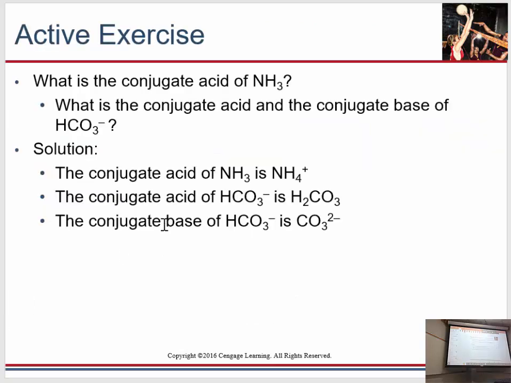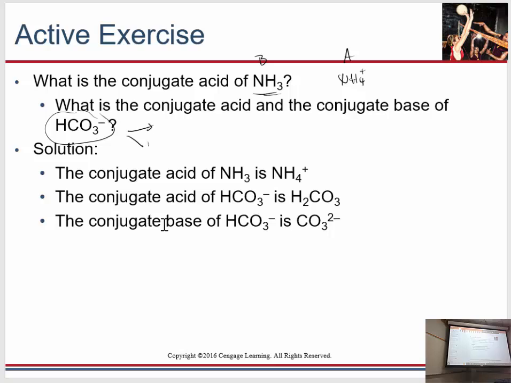These are conjugates. This is amphoteric, a bicarbonate. What is the conjugate acid of ammonium? Ammonia, okay, if we're looking for the conjugate acid, this must be the base. And so the base plus the proton will give us ammonium. That would be the conjugate acid.